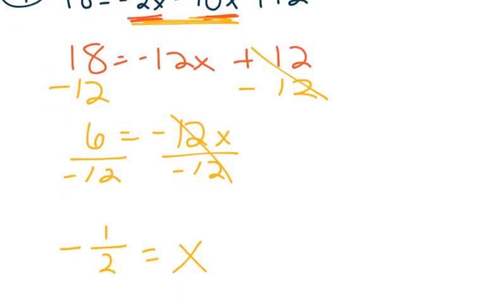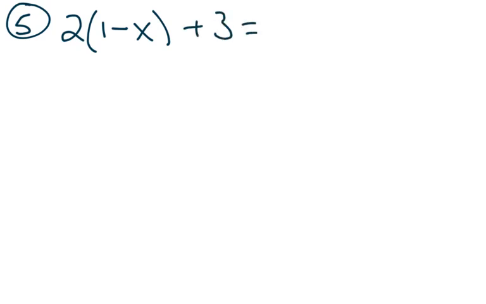All right, now I want to throw one more type of problem at you, maybe a little harder. What problem are we on? That was number 4, so this will be number 5. Number 5: 2 times the quantity 1 minus x in parentheses, and then plus 3, is equal to negative 8.